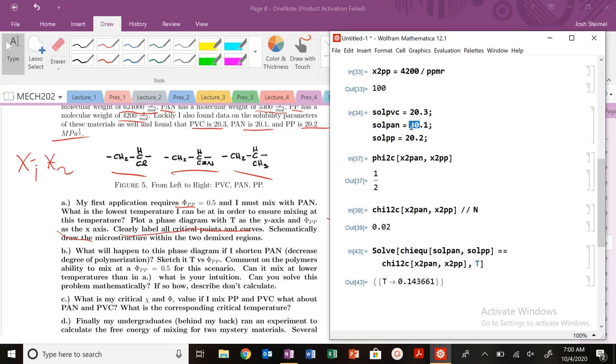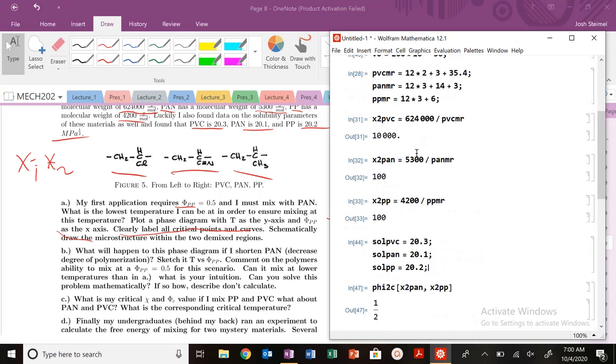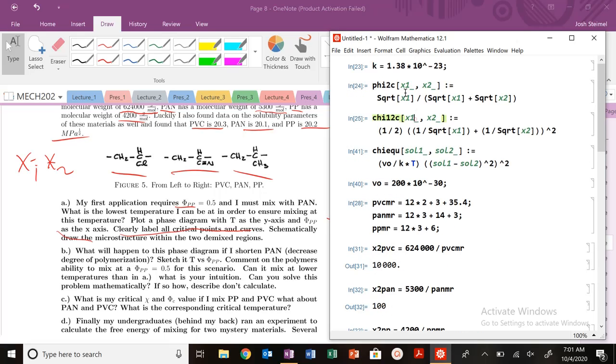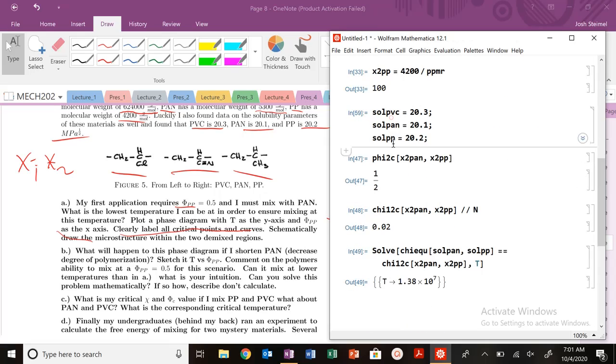I made a little mistake here. Not a little mistake. 20.1. Let's go deal with these. And that's the temperature that we are working with there. Let's go ahead and redefine that. Let's redefine everything in this notebook. Work with this. So pretty high temperature.